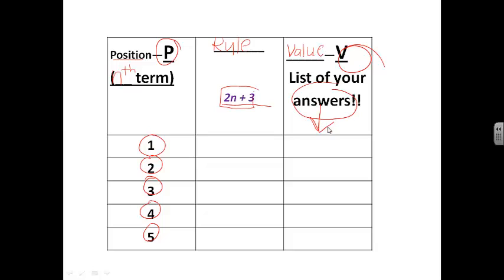We want to know how much, right? We just talked about value, how much. So this is where our answers will be. Okay, now here's how you do this.